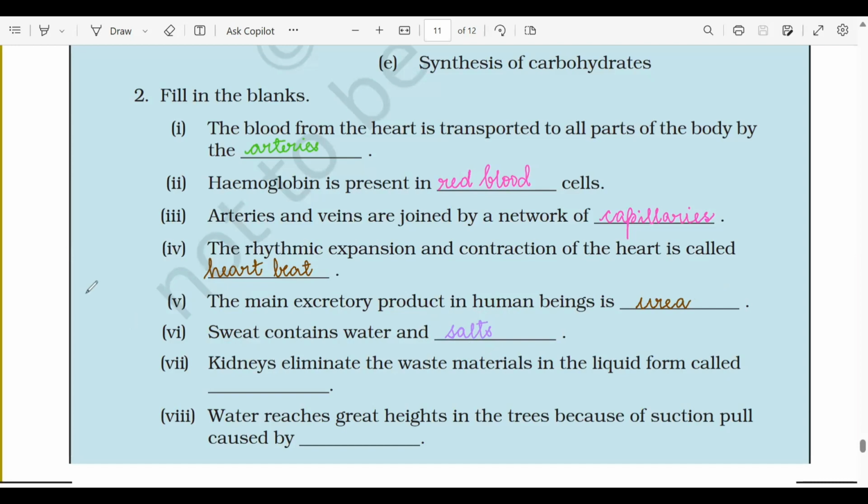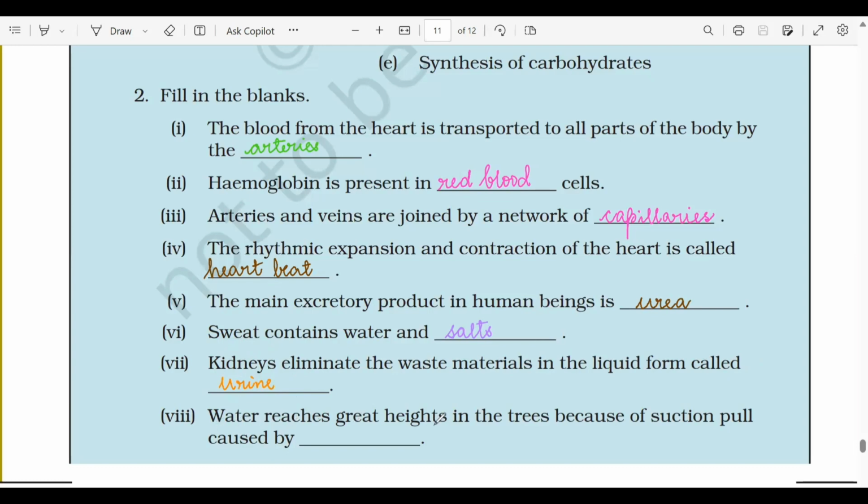Question number 7. Kidneys eliminate the waste materials in the liquid form called urine. The liquid form which is given out from the body. ये जो liquid form है, जो waste materials हमारे body से remove होता है, उसे हम urine कहते हैं. And this urine is formed by the kidneys. Question number 8. Let's move on to the last question.